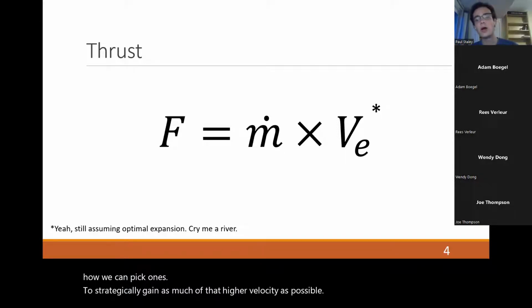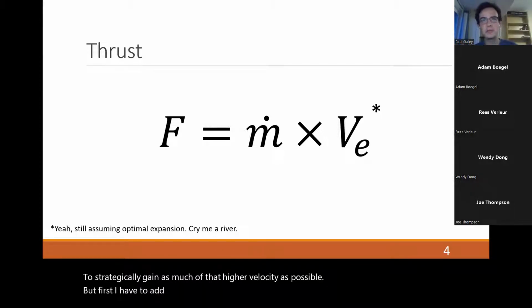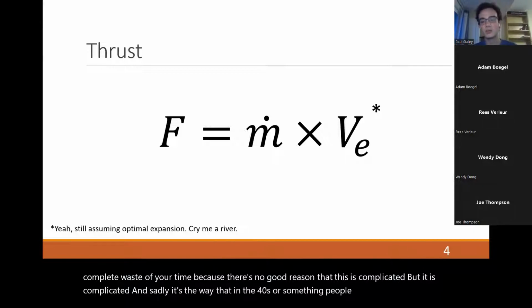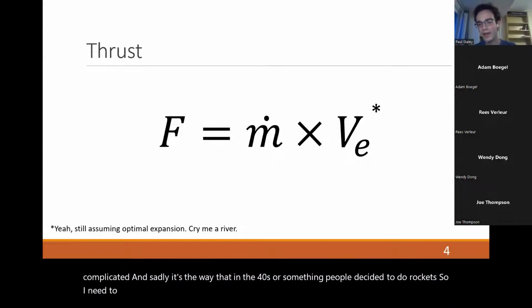But first, I have to add a term. And the next 10 minutes of this presentation are going to be a complete waste of your time because there's no good reason that this is complicated, but it is complicated. And sadly, it's the way that in the 40s or something, people decided to do rockets. So I need to now explain it. And that is what we actually call the exit velocity.